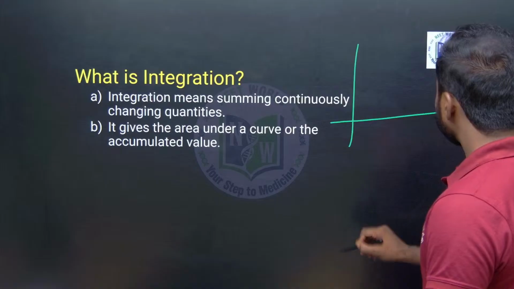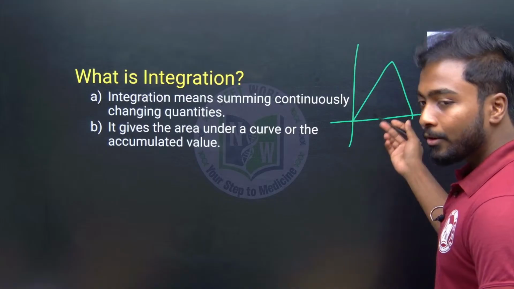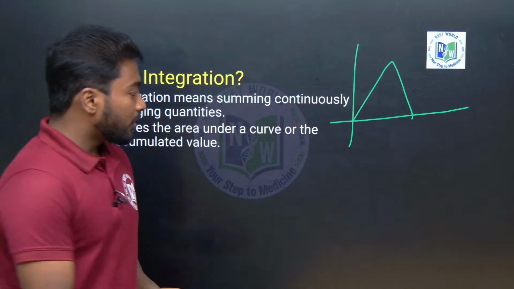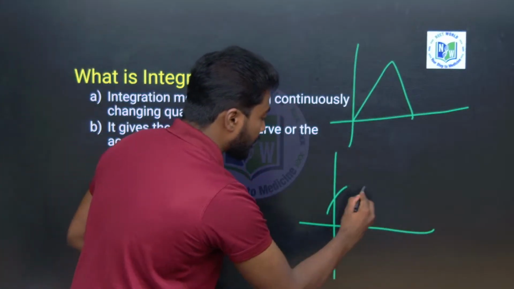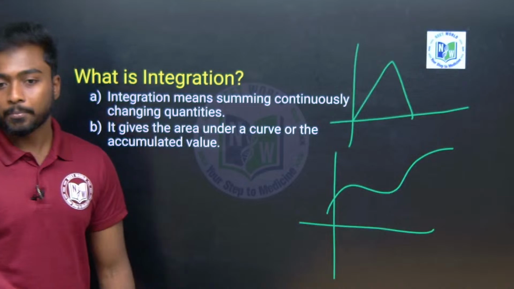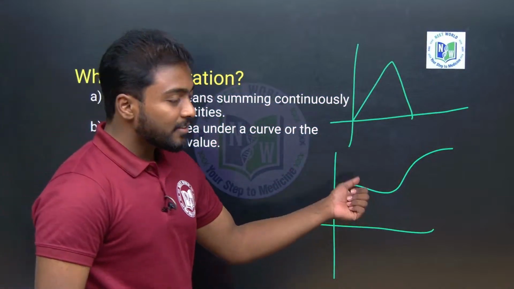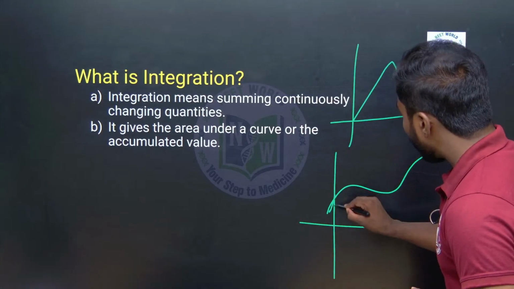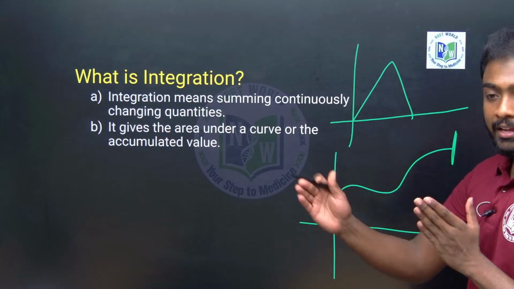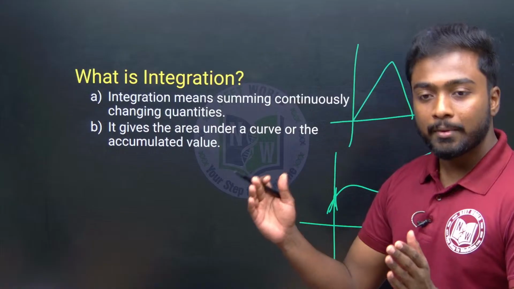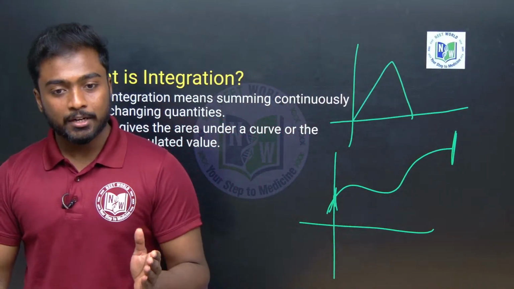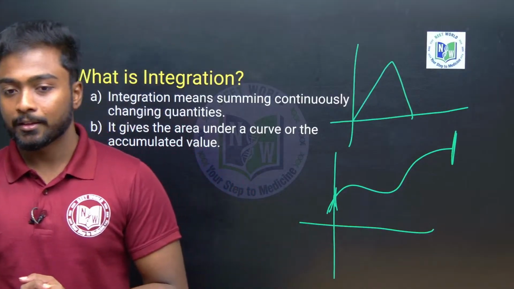Suppose a triangle is given, I can use the triangle formula easily and find the area of the triangle. But what is the case when some uneven graph is there? In these cases we use integration. This is the lower limit and this is the upper limit. We will keep the limits for the graph or given equation, then we will apply the integration method.